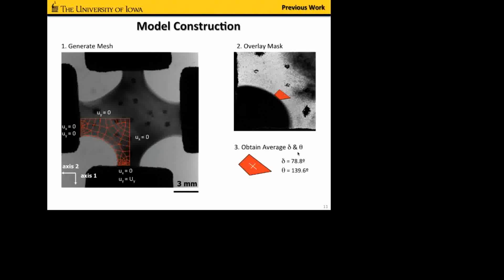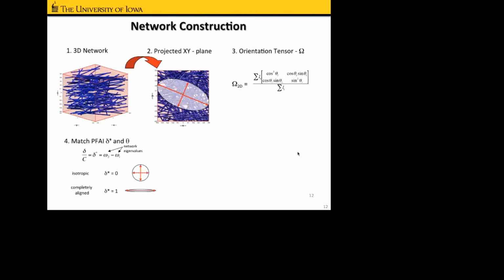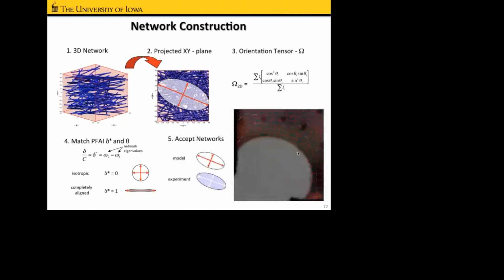I'm not going to get into the details of how we generate these networks. The important points are that we make the projections of our networks match the imaging data, because the imaging data represents values that are projected through the tissue. And we use an orientation tensor whose eigenvalues and eigenvectors correspond to the magnitudes and directions of fiber orientation of our networks. We can then set limits on an isotropic versus a completely aligned network, and create networks that match our experiment within a given tolerance.